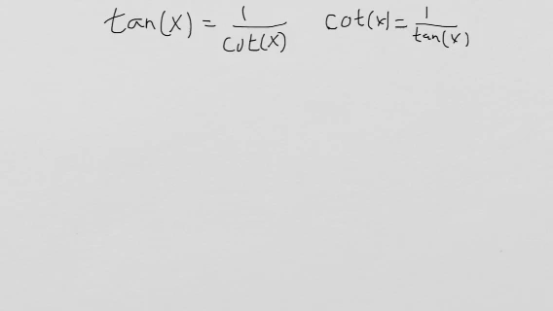Okay, so since tangent and cotangent are reciprocals of each other, I've just written out that relationship now. So there they are. Tangent of x equals 1 over cotangent x, and cotangent x equals 1 over tangent x.